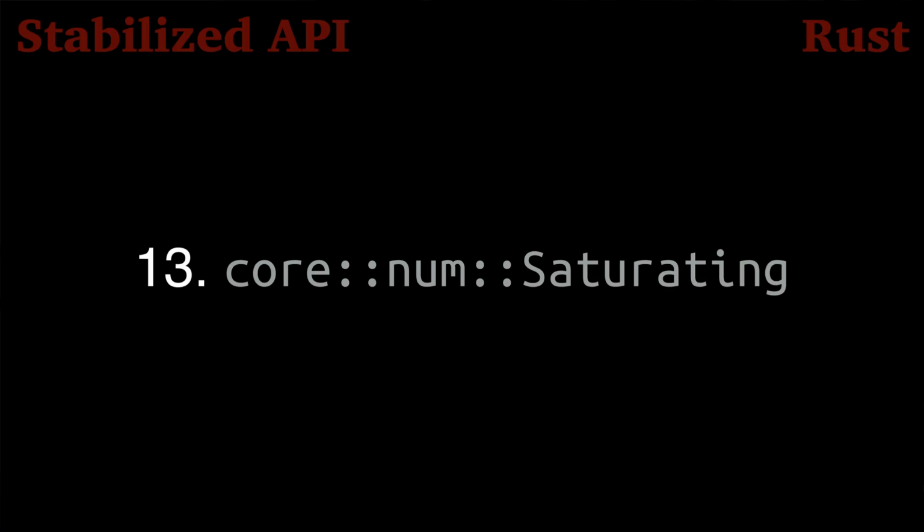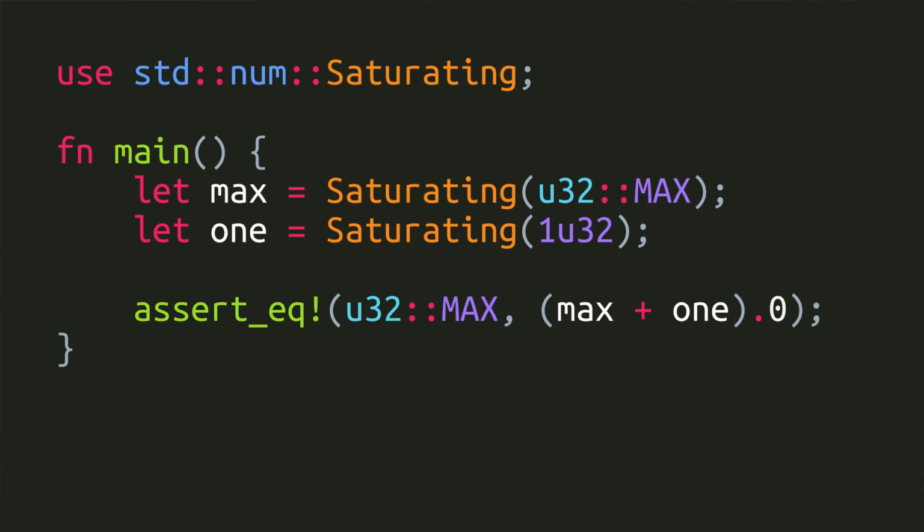Number 13. This begins our stabilized API section. First up to be stabilized, core-num saturating. This is a new generic struct that wraps any integer type and makes it use saturating arithmetic by default instead of overflowing or panicking by default. Saturating is a tuple struct wrapping an integer. You can access the underlying value using the .0 tuple index. This example shows how if you try to overflow a U32, it just saturates at the max value.